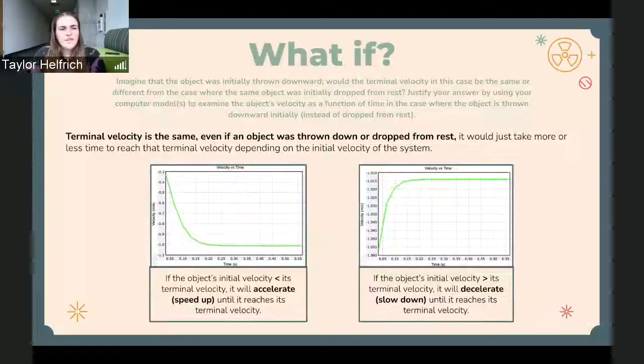And for our what if question, we do see that terminal velocity is the same for an object, even if it was thrown or dropped from rest. It would just take more or less time to reach that terminal velocity, and it also depends on the initial velocity of the system. And so if the initial velocity is less than the terminal velocity, it will accelerate until it reaches that terminal velocity. Whereas if it's actually greater than the terminal velocity, it will decelerate until it reaches the terminal velocity.